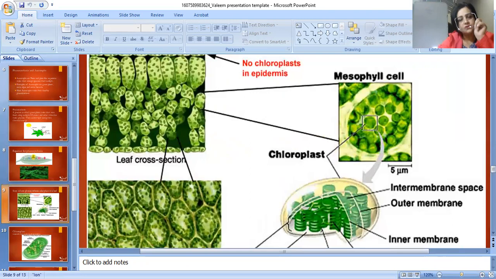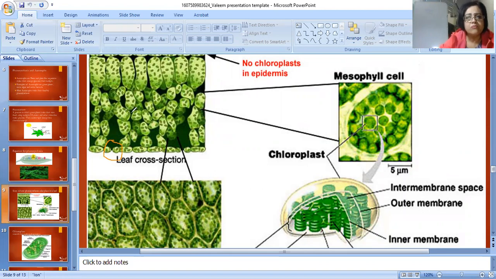If we simply focus on this diagram, we can see that these are palisade mesophyll cells, which are column-like. These are spongy mesophyll cells, which are irregular in shape. And if you follow my cursor here, let me mark it very clearly. You can see these are guard cells where photosynthesis can take place.